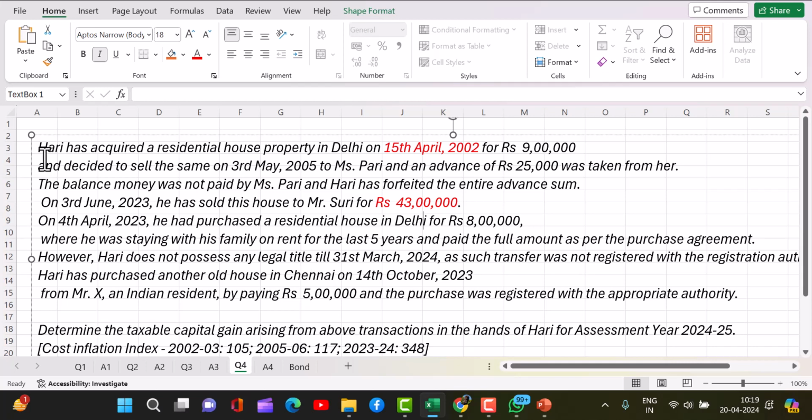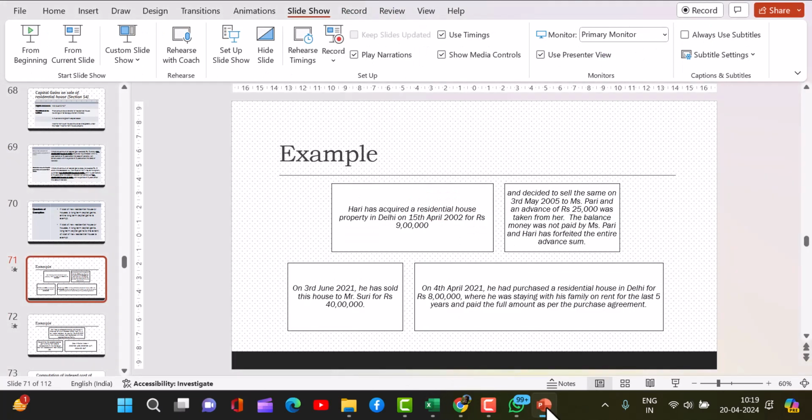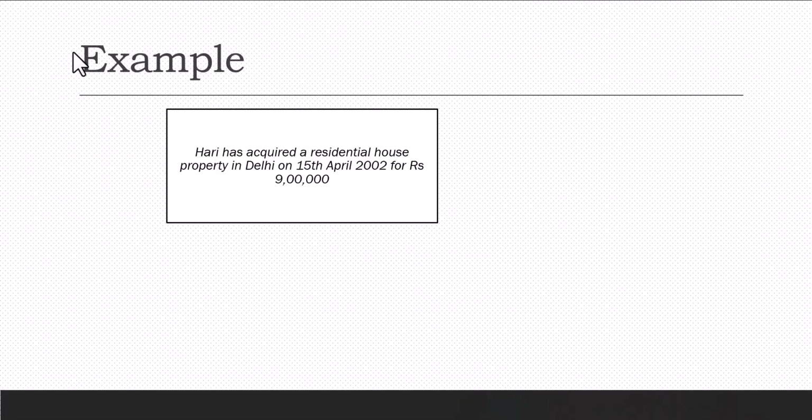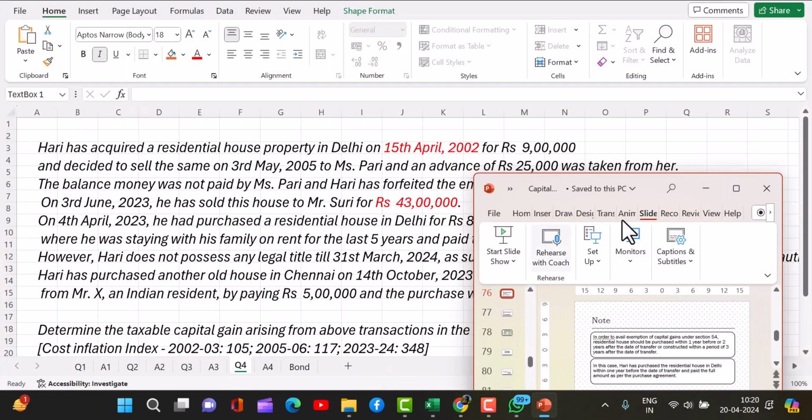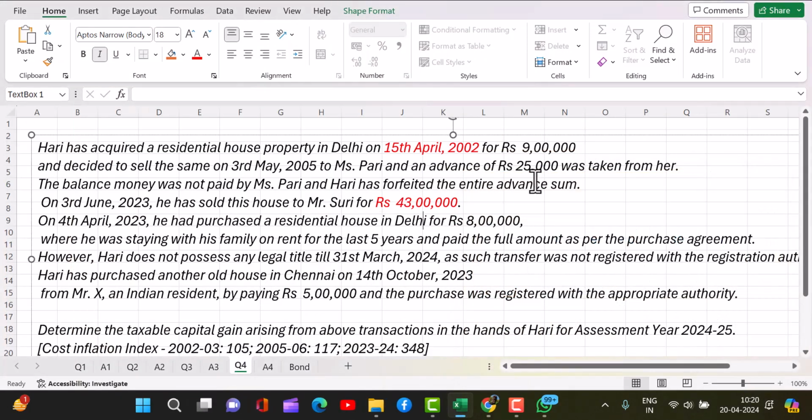Hari has acquired a residential house property in Delhi on 15th April 2002 for 9 lakh. Let me just see if there's something else to be done. No, we will do that later on. So let's go with the question itself. I'll explain that. Okay, read this.